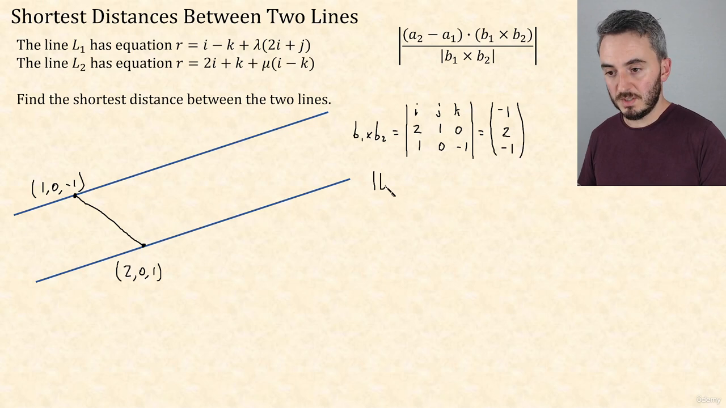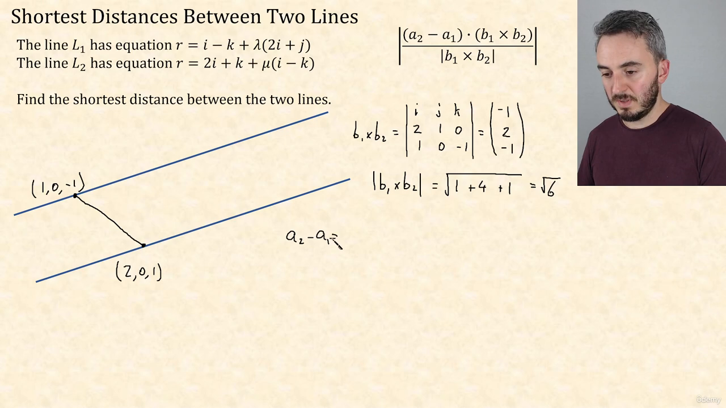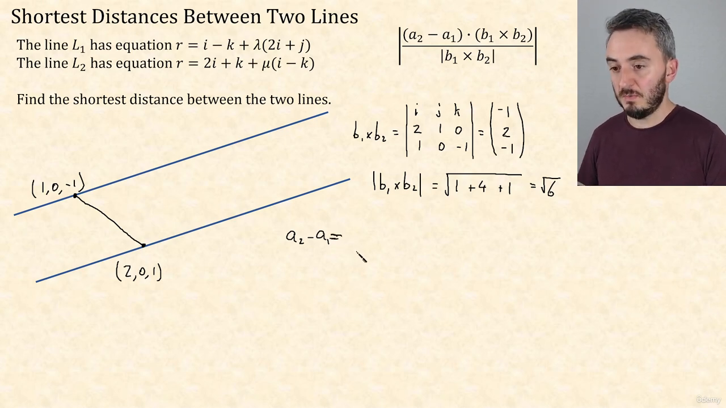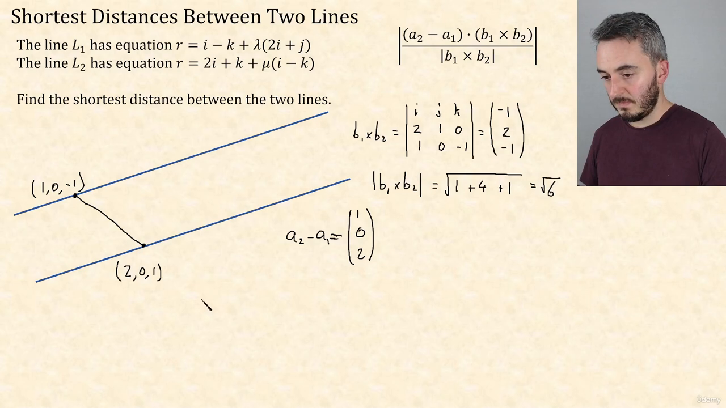Might as well find the modulus of b1 cross b2 while we're at it. So that's just the root of 1 squared plus 2 squared plus 1 squared, so that's root 6. Okay, so now we need to do a1 minus a2 dotted with b1 cross b2. a2 minus a1, actually, doesn't matter what order you do this in because it's all modulus at the end. The worst that will happen is you end up with the negative of what someone else would have, but the modulus at the end solves all of that. So a2 minus a1 is 2 minus 1, 0 minus 0, and 1 minus -1. Okay, we have everything we need now.